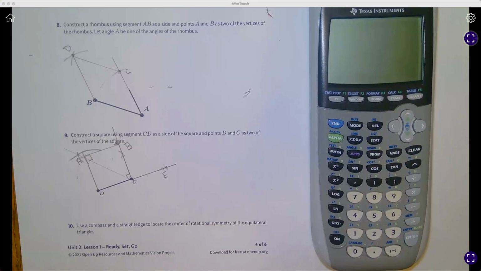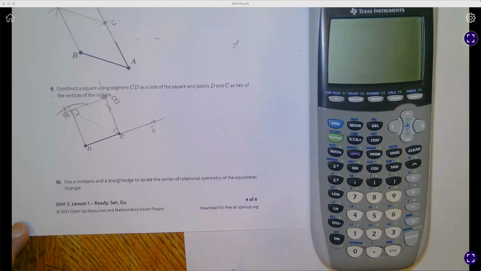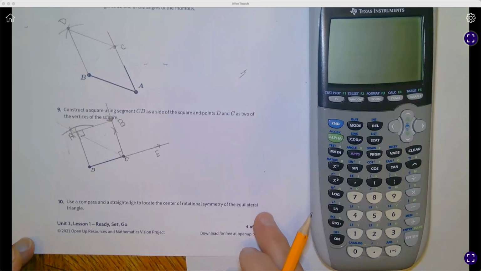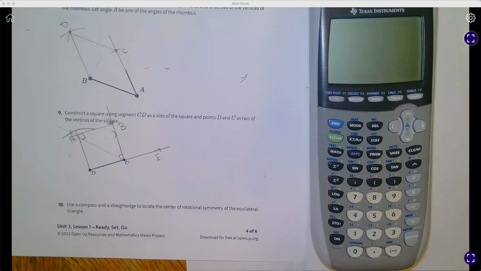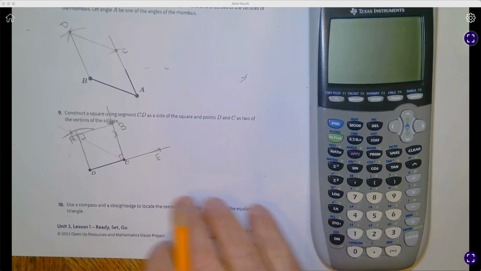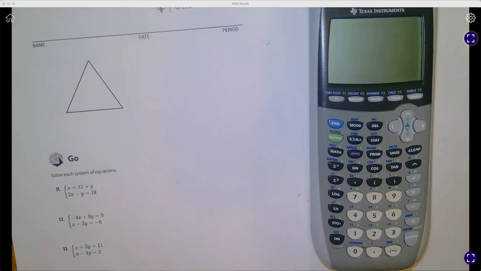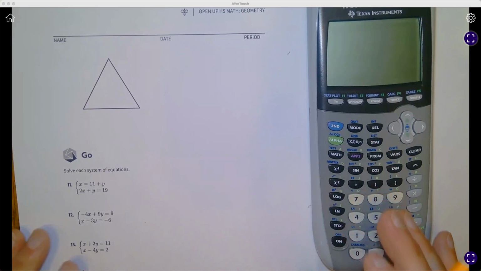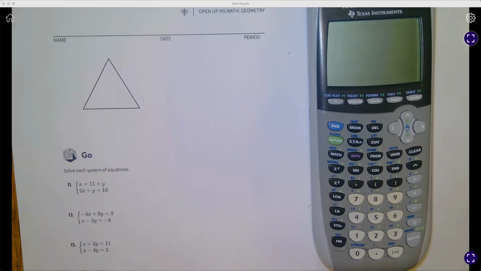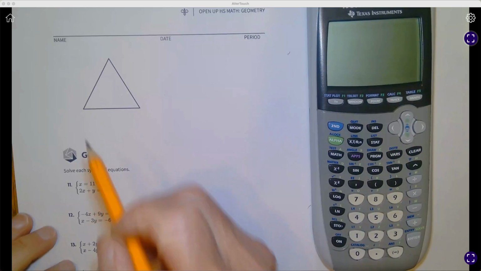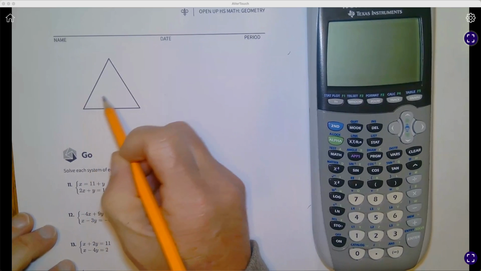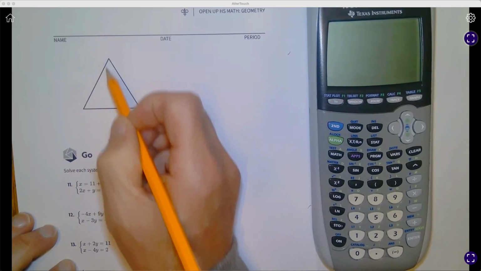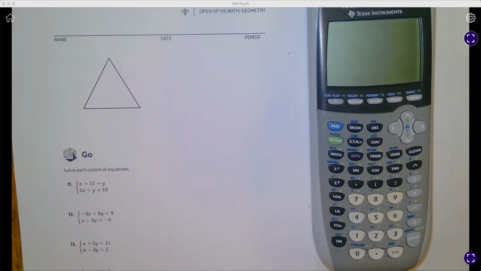All right, let's do number 10. Use a compass and a straight edge to locate the center of rotational symmetry of an equilateral triangle. Okay, let's do it. Okay, so let's see. What do I know about the center of a regular polygon? What I know is that my lines of symmetry will all intersect at the center.